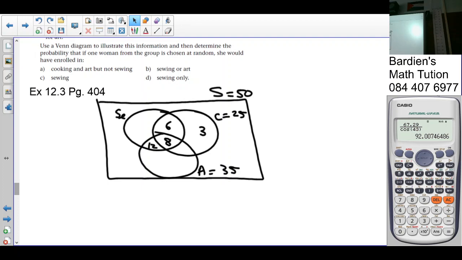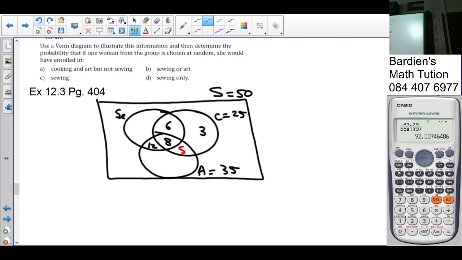At this point, what can we calculate? Cooking and art but not sewing, which is that there. Once I have that, I will be able to calculate art only. Once I have that, I can calculate sewing only in relation to the total number. So how are we going to calculate cooking and art only? 25 minus 3 minus 6 minus 8. Why? Because all that adds up to 25. You all agree?